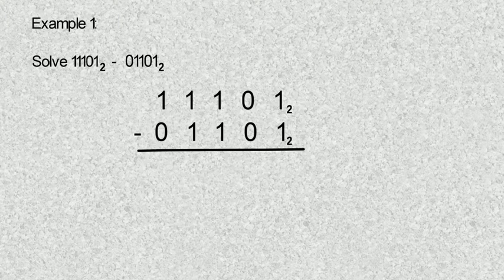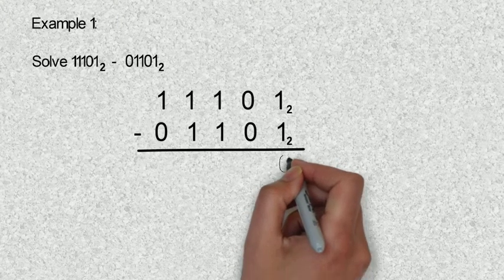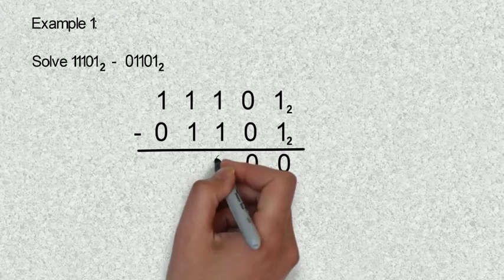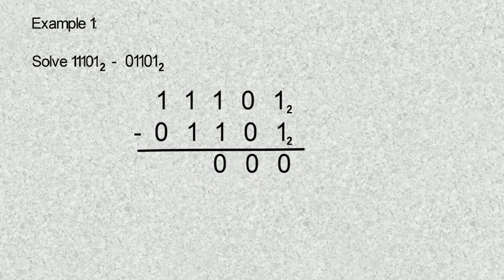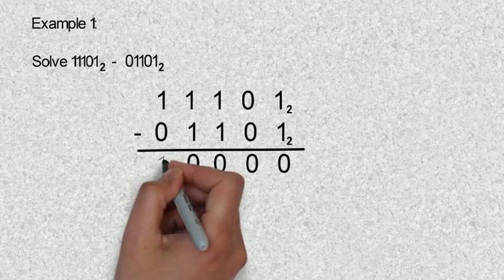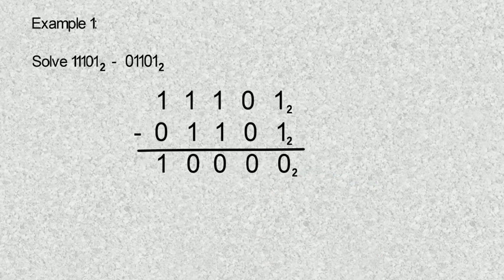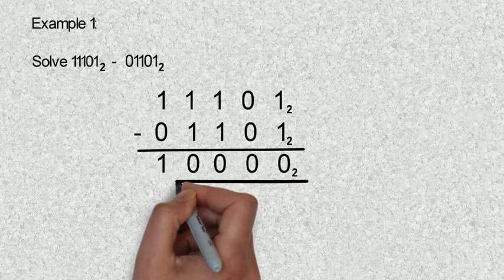So what do we do here now? We have 1 minus 1, we give you 0. 0 minus 0, we give you 0. 1 minus 1 again, we give you 0. 1 minus 1, we give you 0 again. And 1 minus 0, we give you 1. This is pretty easy and smooth to solve. So let's go to another example.